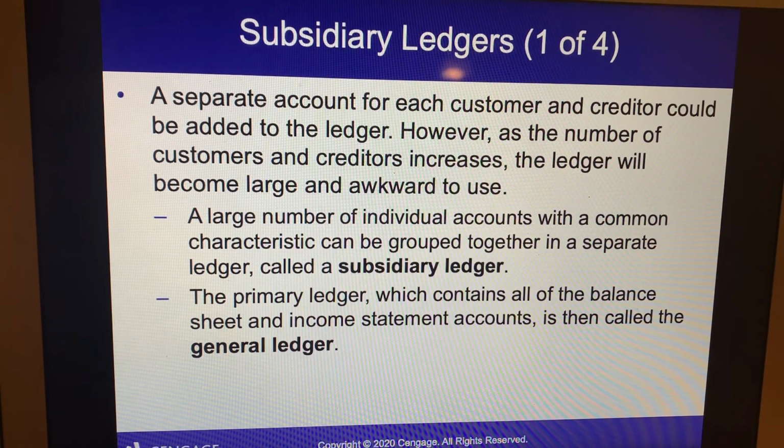A large number of individual accounts with a common characteristic can be grouped together in a separate ledger called a subsidiary ledger. The primary ledger, which contains all of the balance sheet and income statement accounts, is then called the general ledger.